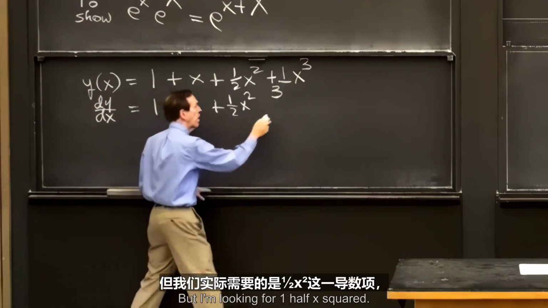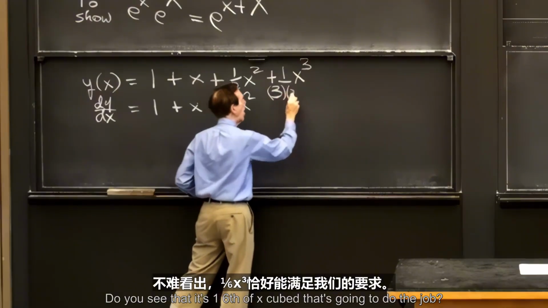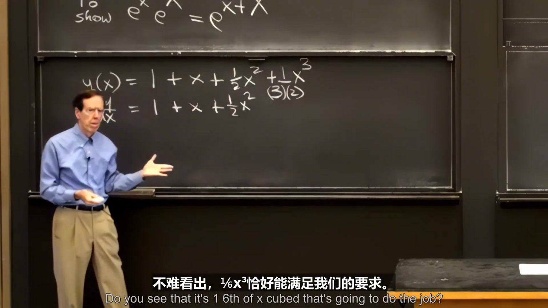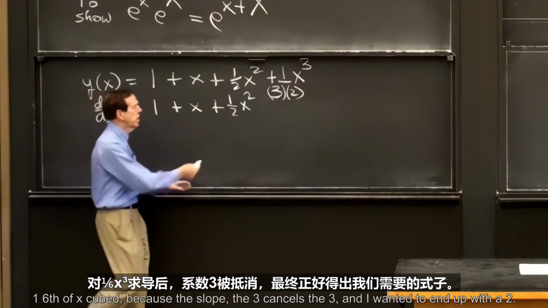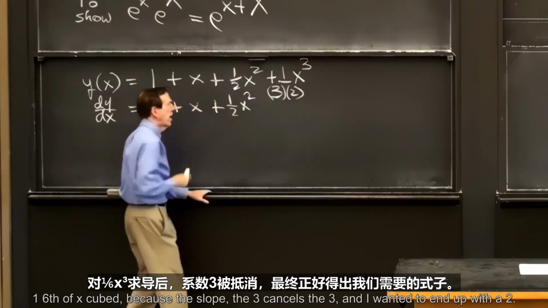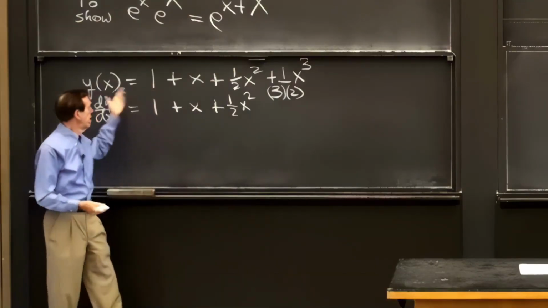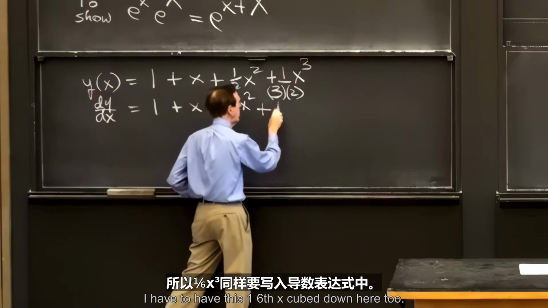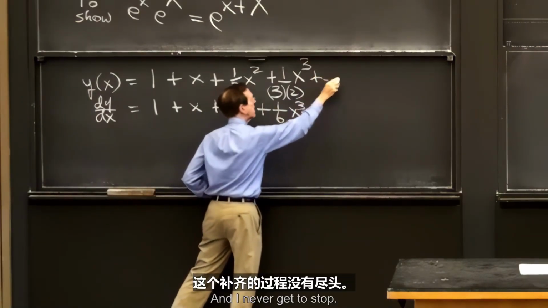Now the slope of that, the 3x squared, the 3's would cancel and I get x squared, but I'm looking for 1/2 x squared. I need also a 2. Do you see that it's 1/6 of x cubed that's going to do the job? 1/6 of x cubed. Because the slope, the 3 cancels the 3, and I wanted to end up with a 2. And now, you know what's coming? These are supposed to be equal. I have to have this 1/6 x cubed down here too. And I never get to stop.